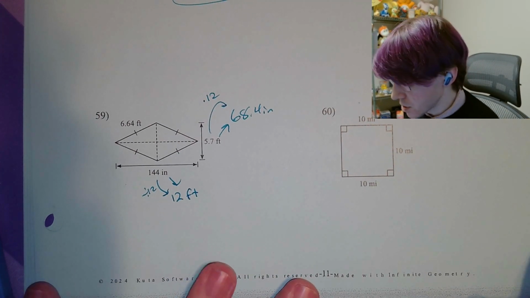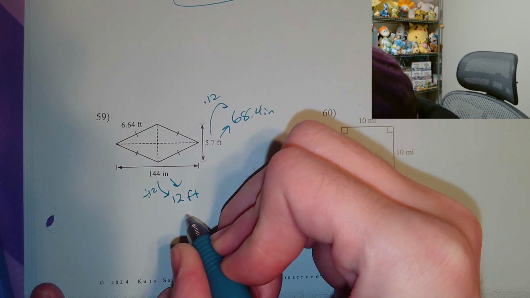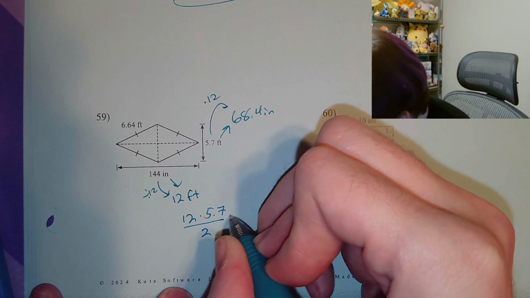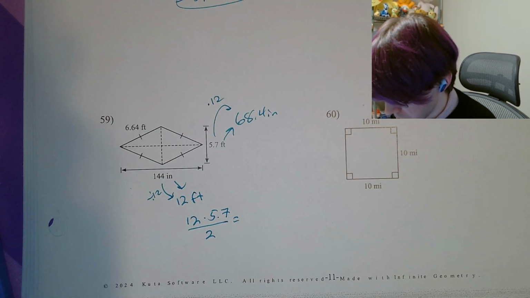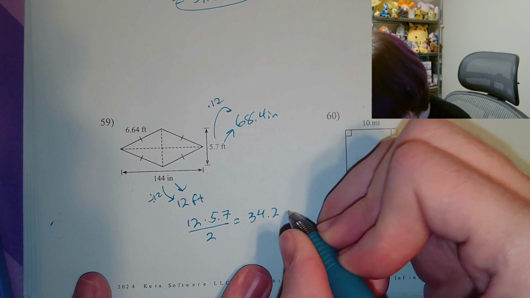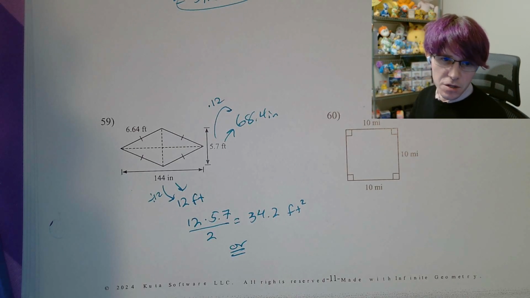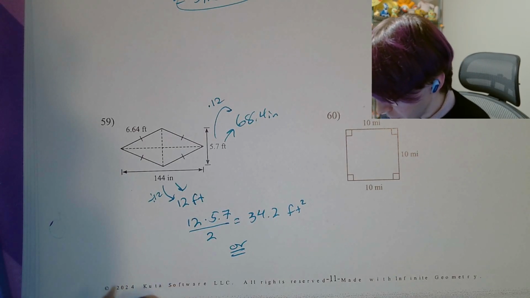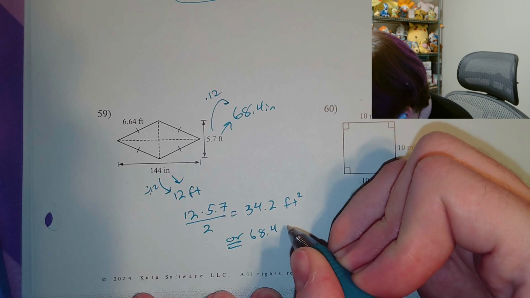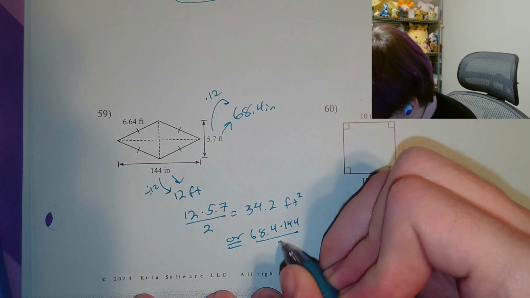The two possible answers to this particular problem: we're going to have 12 times 5.7 and then divide by 2, and that's going to be your answer in square feet. So 34.2 feet squared. Or the other option could be simply taking the bigger number, 68.4. That's going to be the inches version times 144, all divided by 2.